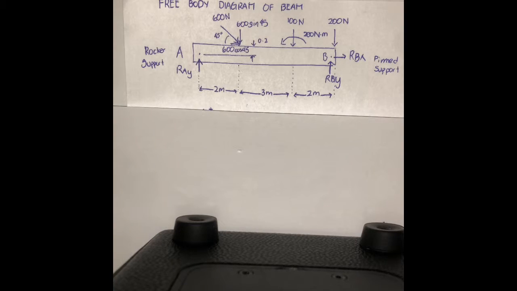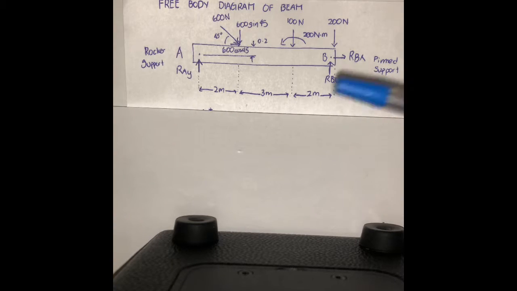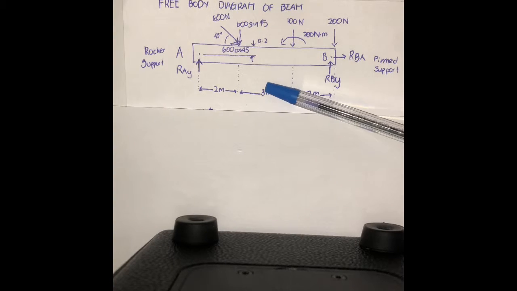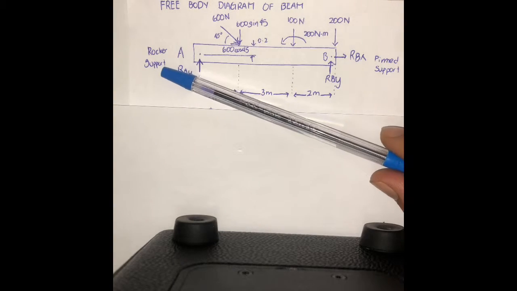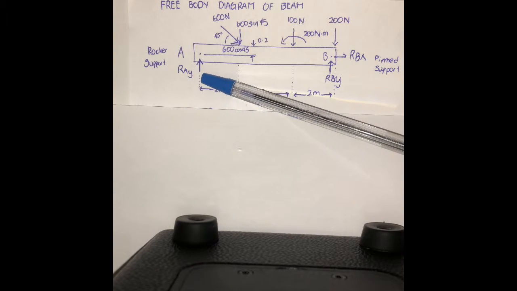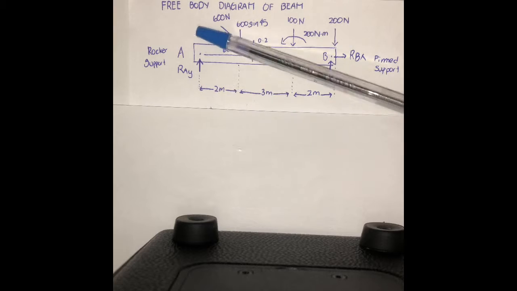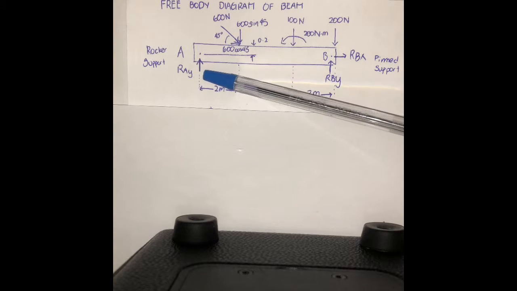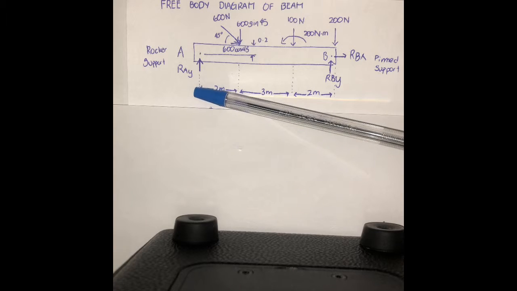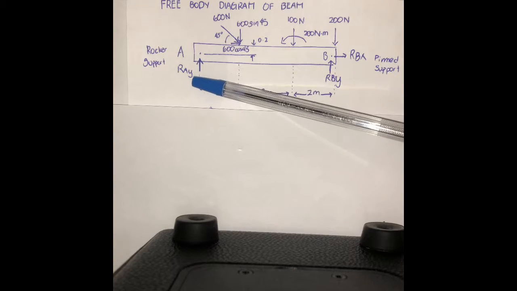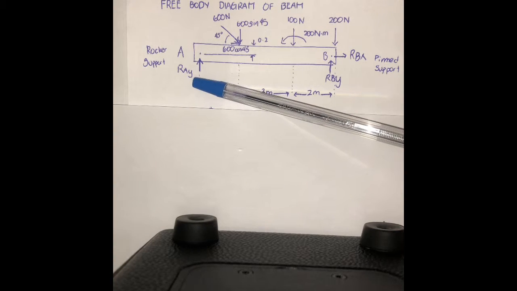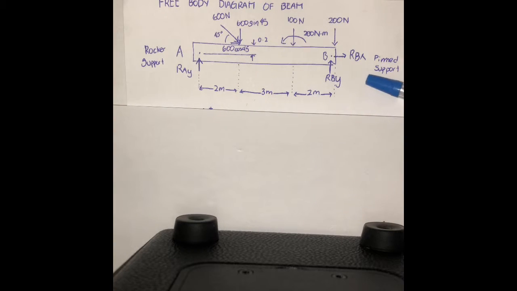Alright, let's look at A. Now, since A is supported by a rocker, this is constrained vertically, so it can only move horizontally. Therefore, the reacting force is going up. We call it RAY. Now let's look at B.